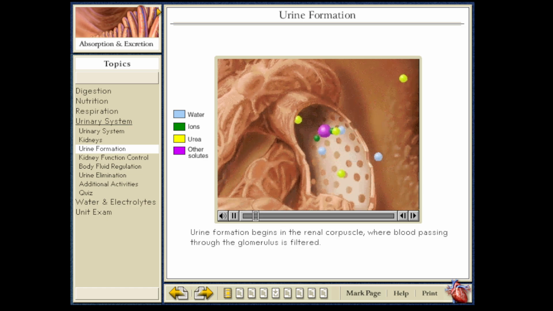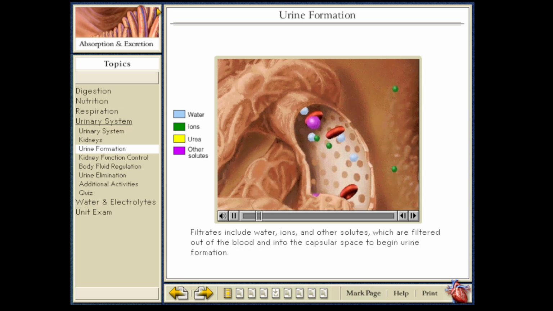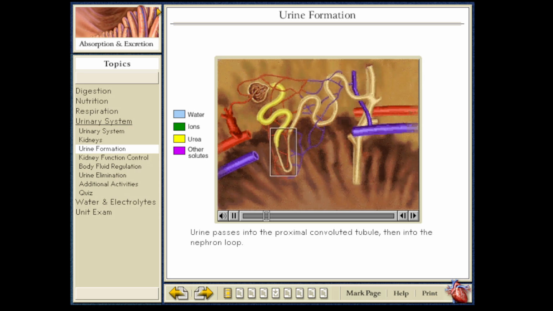Urine formation begins in the renal corpuscle, where blood passing through the glomerulus is filtered. Filtrates include water, ions, and other solutes, which are filtered out of the blood and into the capsular space to begin urine formation. Urine passes into the proximal convoluted tubule, then into the nephron loop.